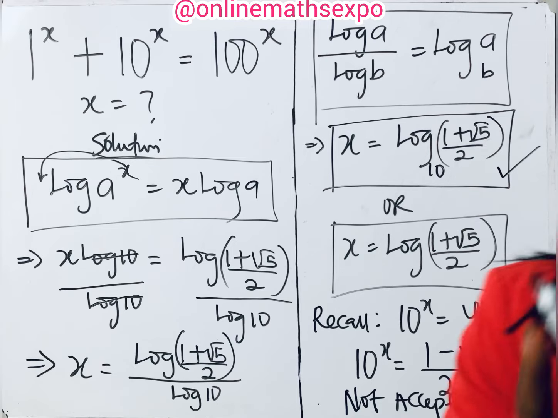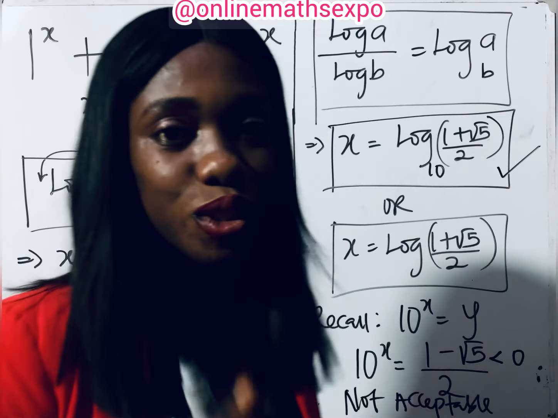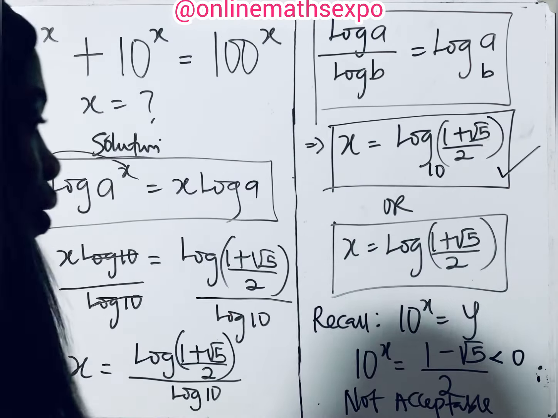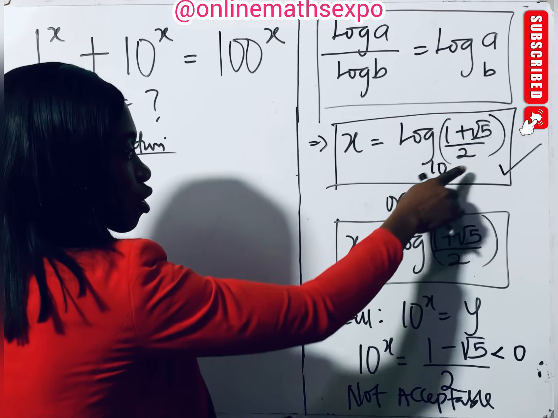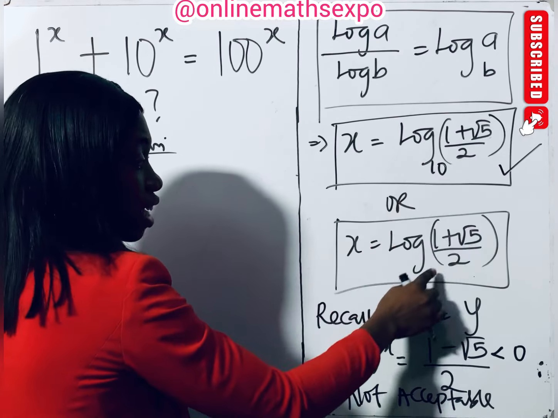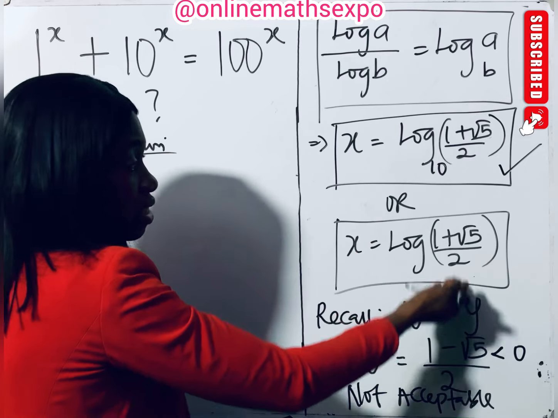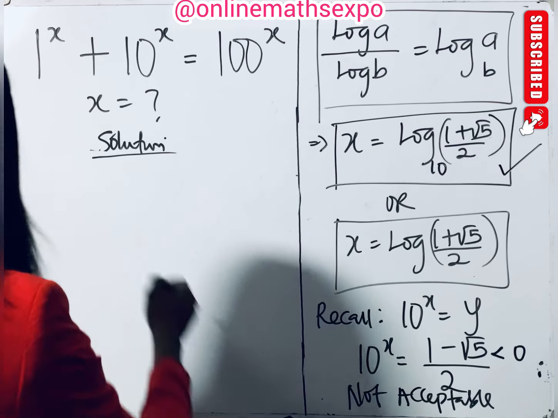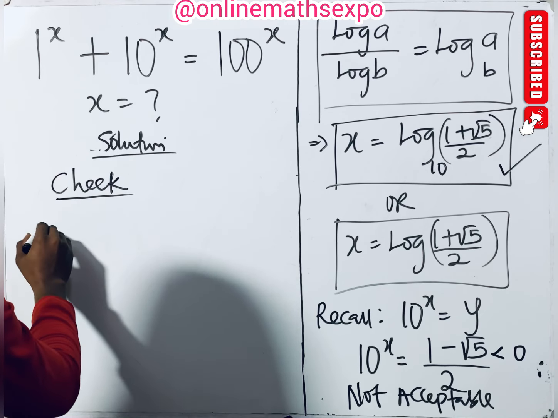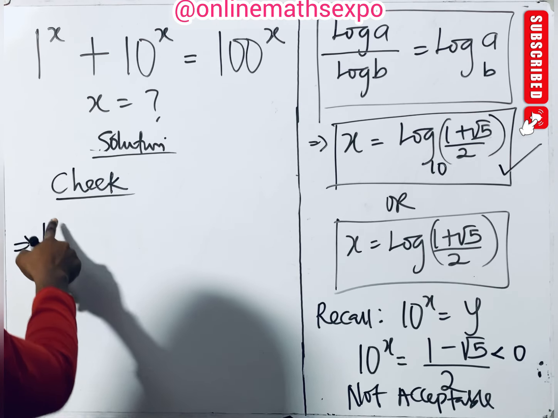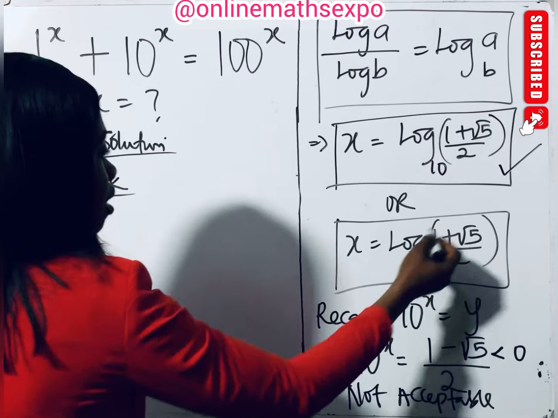Now, the next thing to do is to check for our solution. And to do that, this is what we have. Remember that these two answers are the same. Okay, this is common log. You can put the base, or you can still choose not to put the base. The two answers are the same. So to check, we put the value of x here, we have 1 raised to the power of x. This is our x.